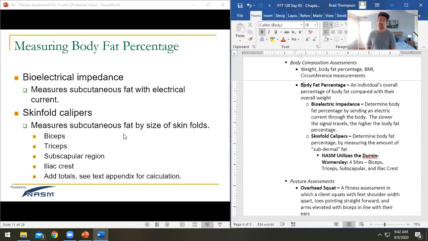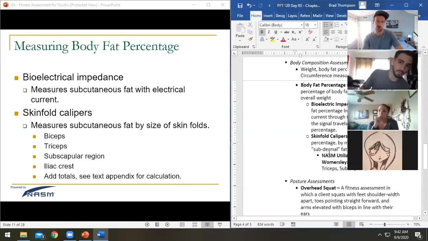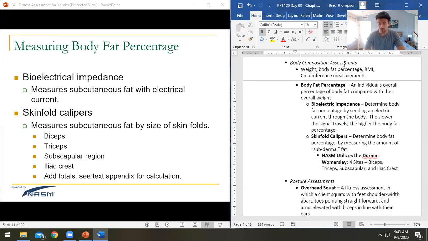Although nowadays a lot of gyms are getting these fun little mini DEXA scanners, like Crunch has them, where you stand on a platform and it scans you. It kind of looks like what you do when you go to the airport. They're pretty good. They use low-grade X-rays, not enough to cause any damage. But for the most part, I think it's still most common that you're going to use these two.